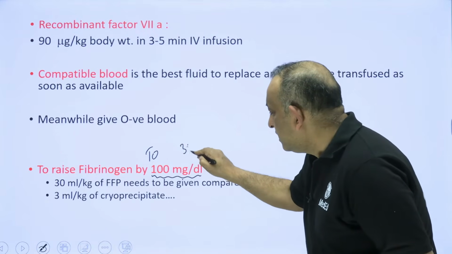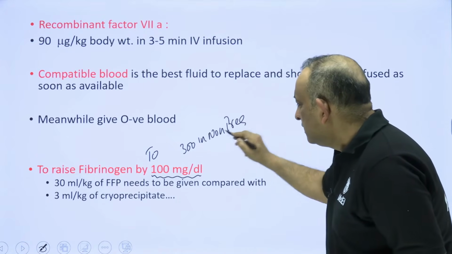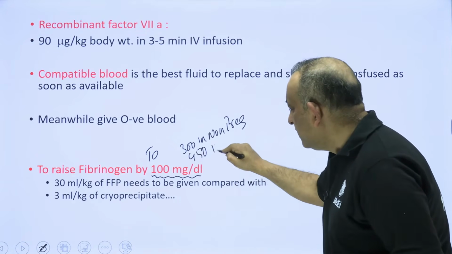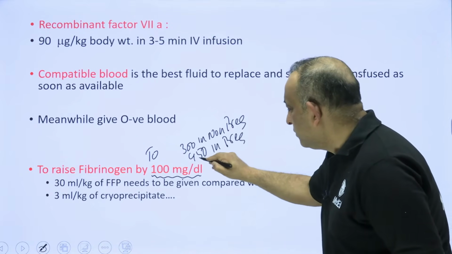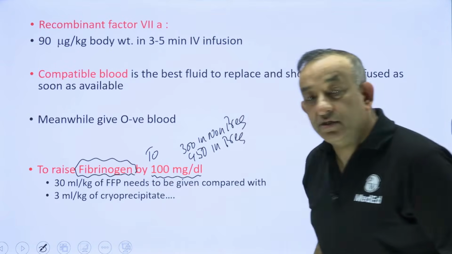Generally it is 300 in non-pregnant women and 450 in pregnant women. That is the level of fibrinogen. Now this is fibrinogen, a distinction question which they'll ask you.